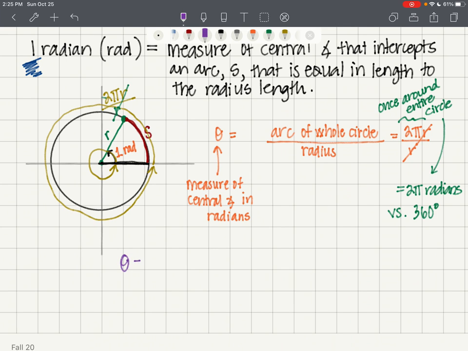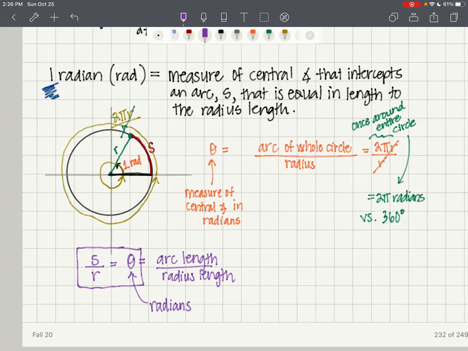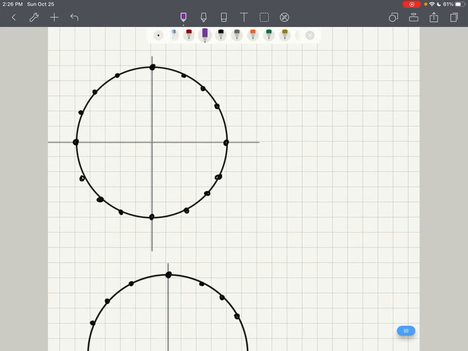Now we have a formula. What if we don't go all the way around the circle? What if we only go partially around the circle? Well, then theta is going to equal the arc length divided by the radius length, which is equal to S for your arc length, over R, your radius length. And this, once again, is measured in radians. So now that we know once around the circle is 2 pi, let's practice.